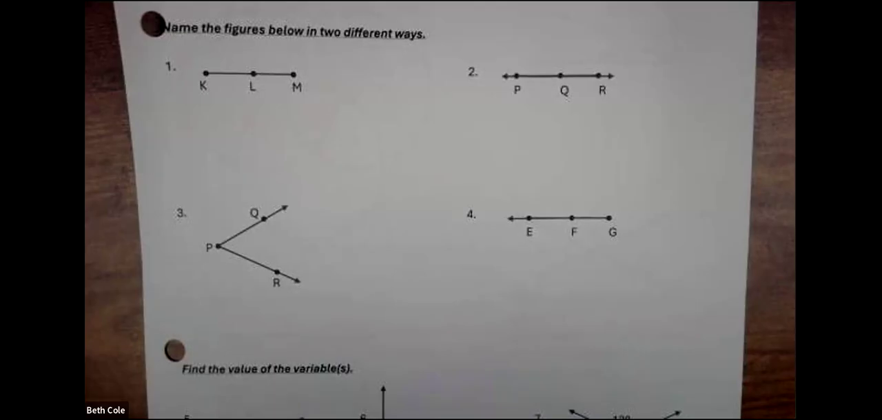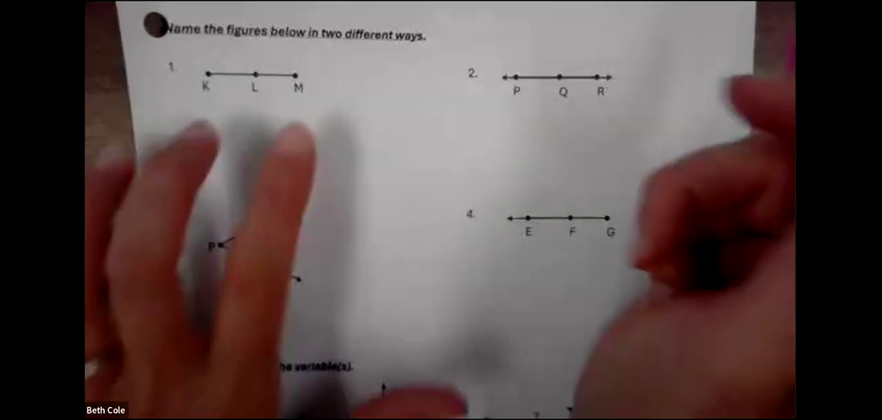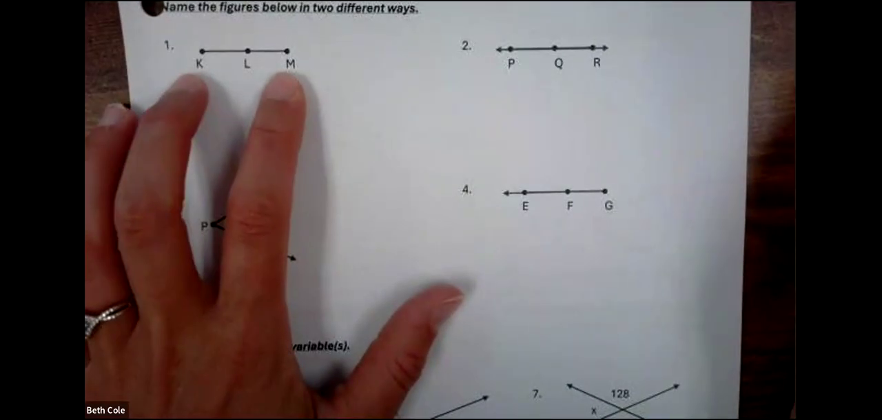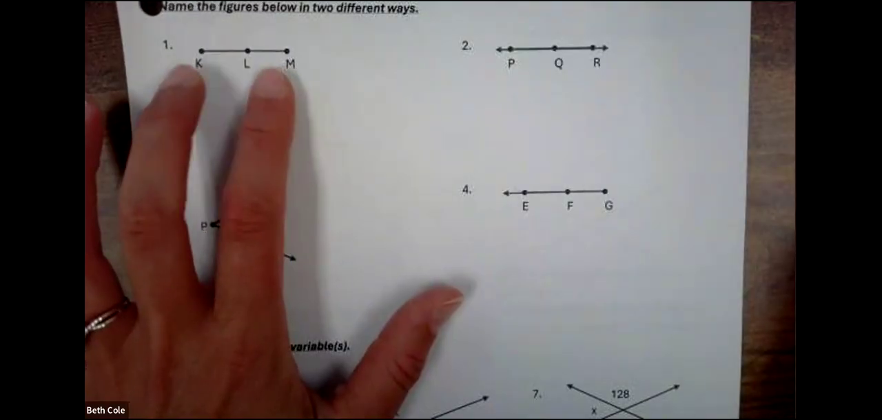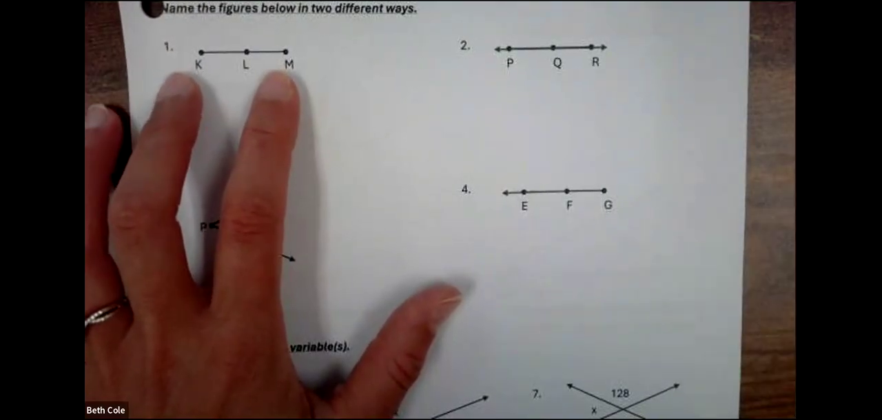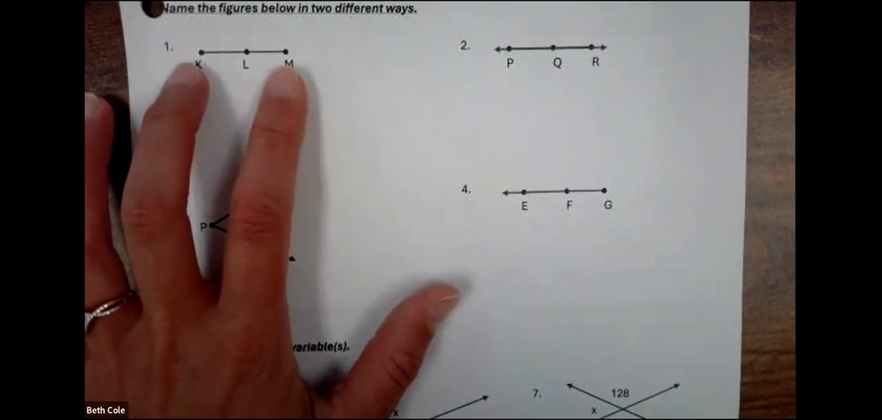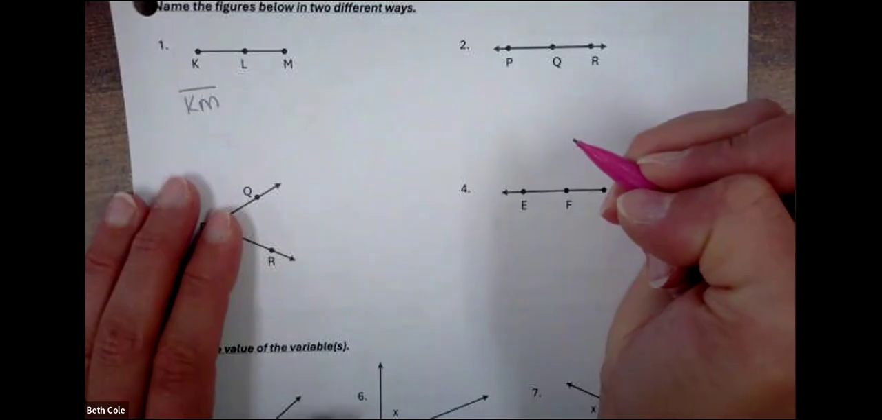All right, we're going to name all of these in at least two different ways, okay? So is this a segment or a ray or a line? Which one is this? Do you see any arrows? No, so it's a segment. It stops on both sides. So we can call it KM with the little segment on top of it.